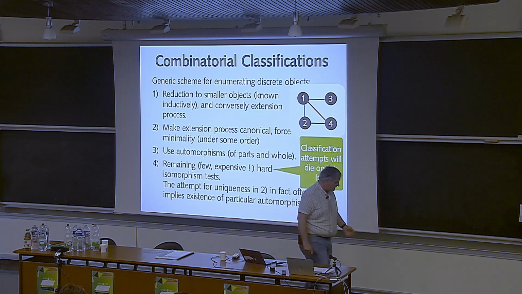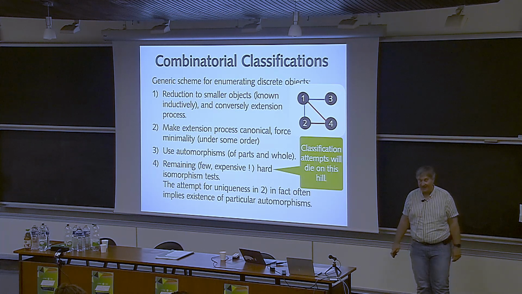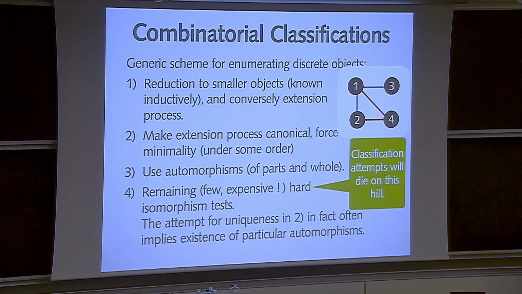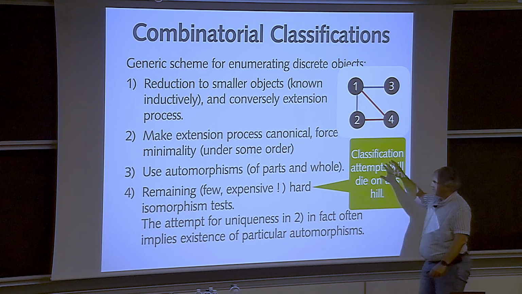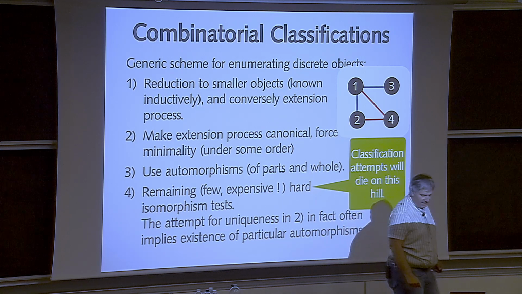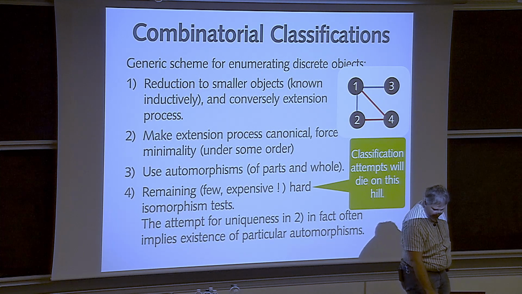And that's the hill on which combinatorial classifications will live or die. It's the isomorphism tests. If you don't get them down, your classification will not run through as far as you want. And basically, they succeed because there are clever ways of building such extensions to make the number of isomorphism tests small.